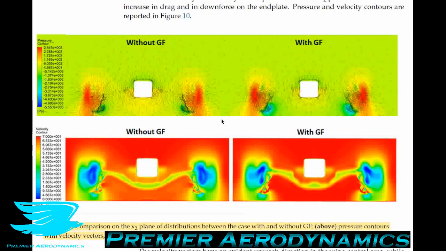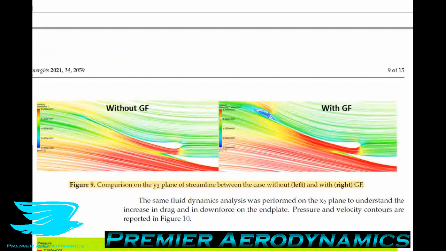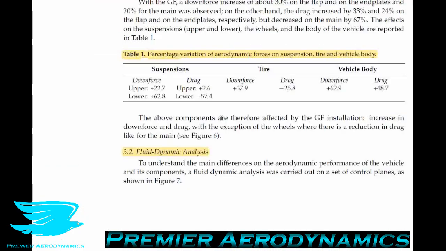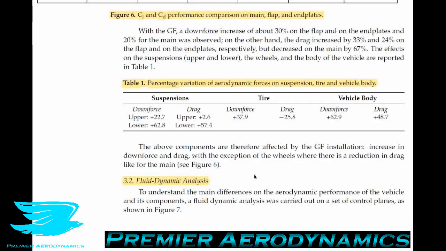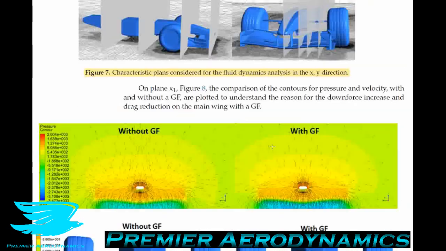So at this plane, the reason why the tires experience a drag reduction, as we found before, so let's just quickly scroll back up and see how the tires performed. We found in the last podcast that with the Gurney flap, the tires experienced a 38% increase in downforce, while the drag dropped by 26%. That's really impressive to be able to drop the drag of a tire by that much.